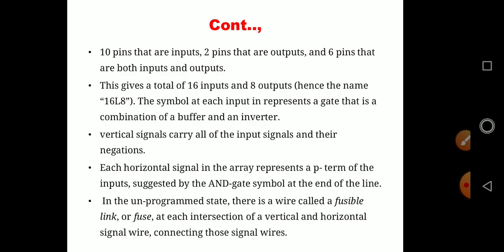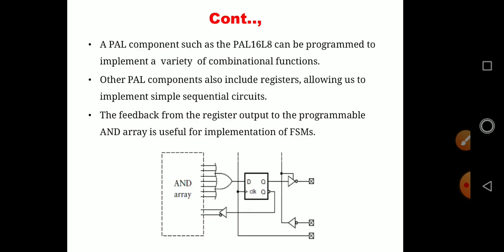As I already explained the figure, there are 10 input pins, 2 output pins, and 6 pins which are both input and output pins. The vertical lines carry all the input signals and their negations, and the horizontal lines in the array represent the product terms of the inputs, 0 to 7 terms for each output, suggested by the AND gate symbol at the end of the line. In the unprogrammed state, there is a fusible link or a fuse, which is nothing but an intersection of vertical and horizontal signals connecting those signal wires.